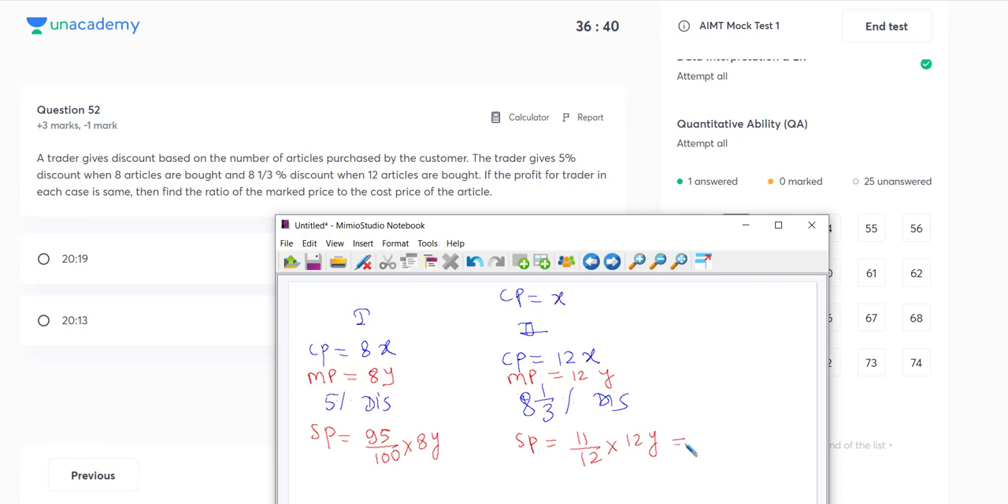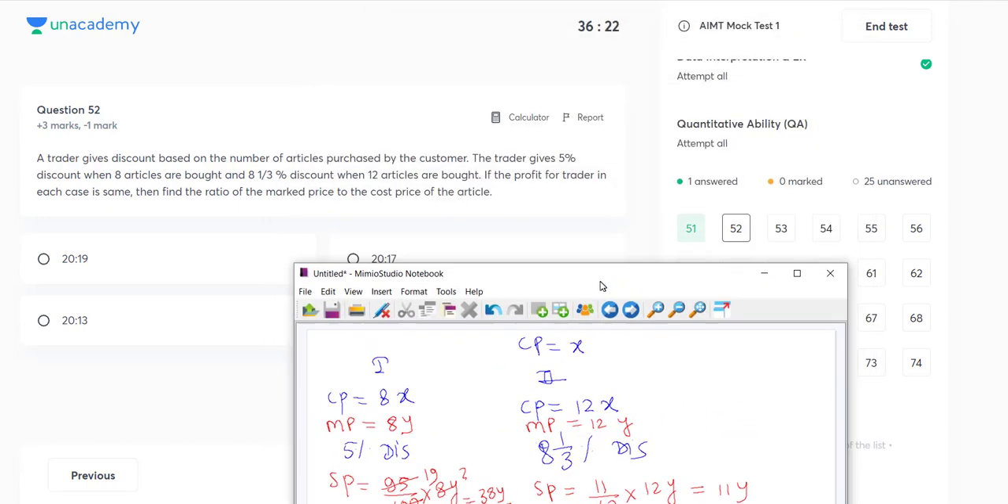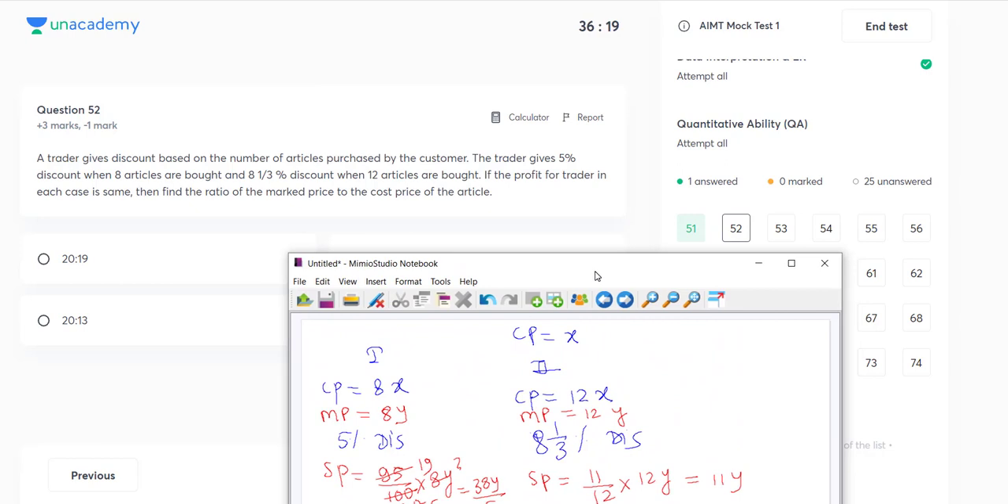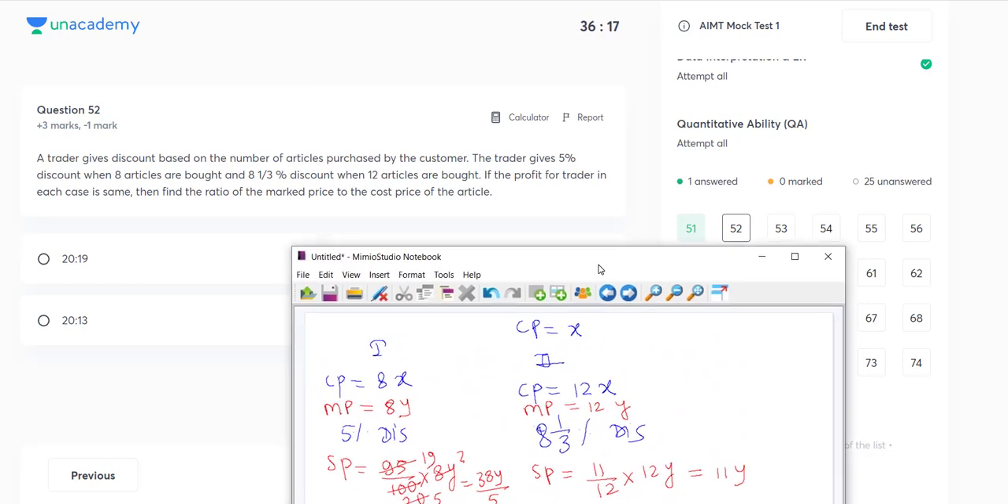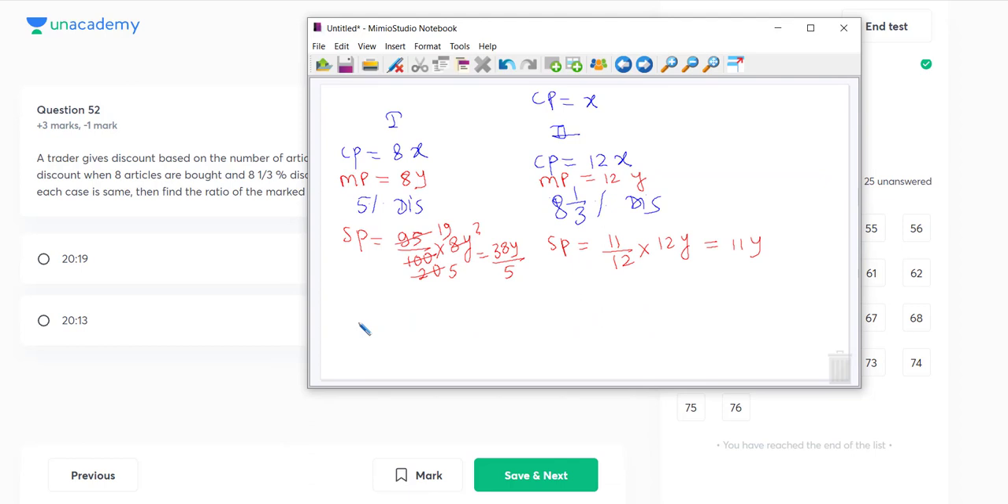That is equal to 11y. And the first one is going to be 19/20, and 4 2s are 8, 4 5s are 20, so this is going to be 38y/5. Okay everyone, so over here we got the selling prices. Now the profit made in each case is same. So the profit equation is 38y divided by 5 minus 8x is equal to 11y minus 12x.